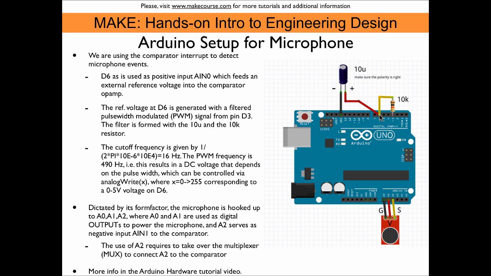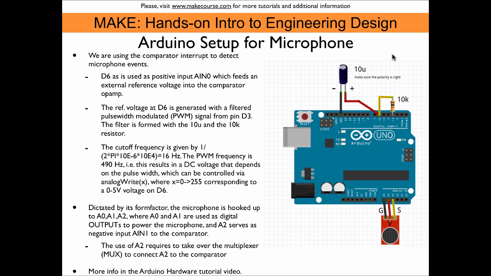The reference voltage is generated by using a pulse width modulated signal that is coming out of pin 3. Right, all the pins that have a tilde can be used for pulse width modulated output signals. And this pulse width modulated signal, we feed through this filter, which is composed of the 10K resistor and the 10 microfarad capacitor into pin 6, which is connected to the reference input of the comparator.